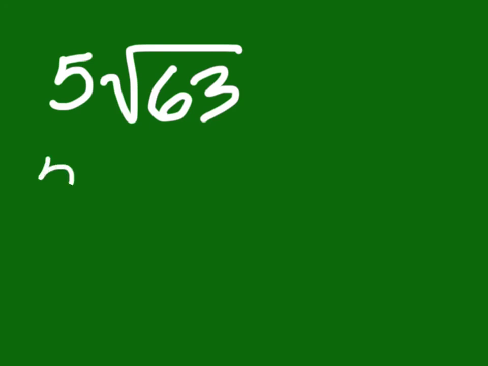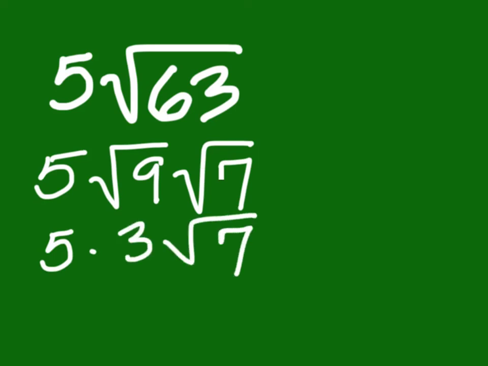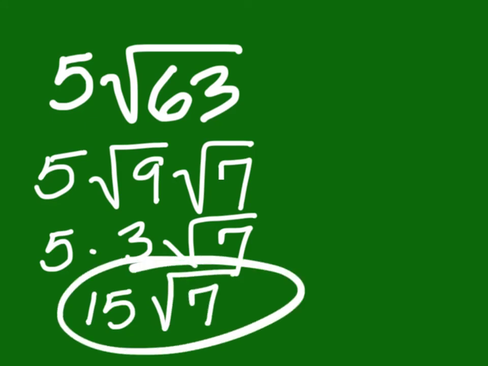Example 4. The highest perfect square that goes into 63 is 9. So you would need a 9 times 7 to get 63. The square root of 9 is 3. 5 times 3 is 15. Your answer is 15 square root of 7.